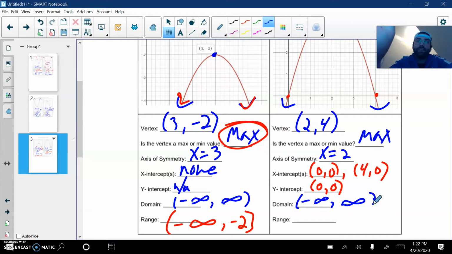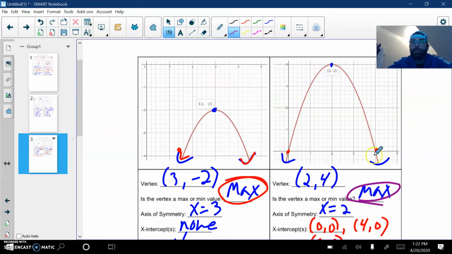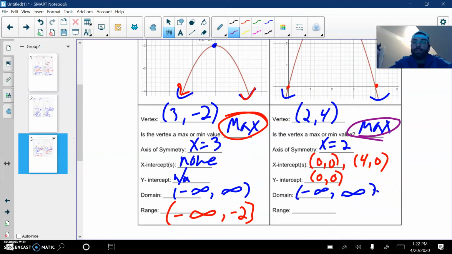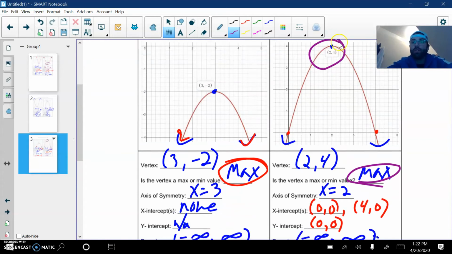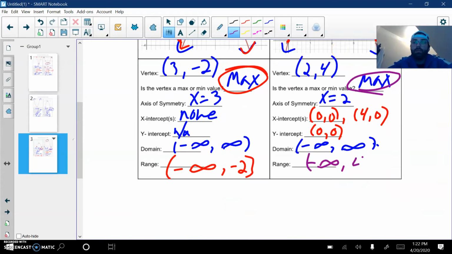Negative infinity to infinity. Our range, since this is a maximum, is going to look similar to this. Our lowest possible value for y you cannot see, so that's negative infinity. Our maximum value for y is 4. So our highest possible value for y is 4, and I'm going to bracket that.